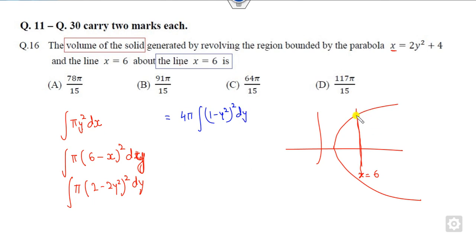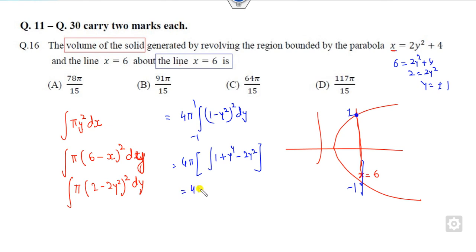What are the limits? What are the points of this? This is the value when x is equal to 6. When x is 6, it will be 2 equal to 2y square. So y is plus minus 1. It's y is plus 1 and here y is minus 1. Now you can simply solve this. So what is that? This is 1 plus y to the 4 minus 2y square.